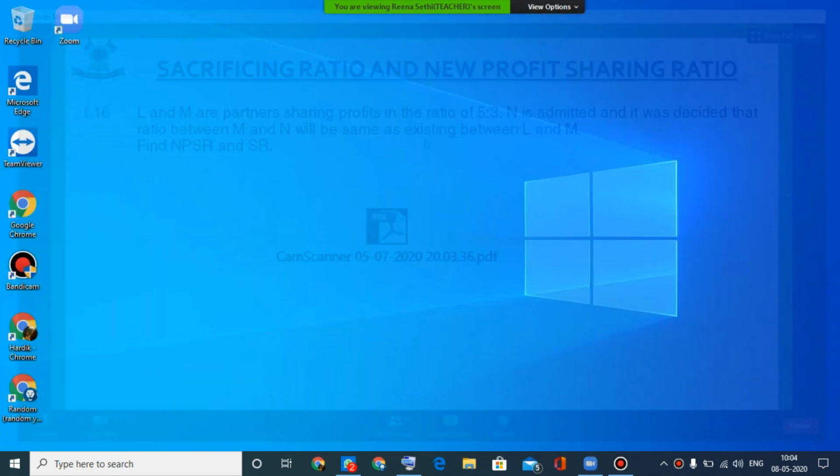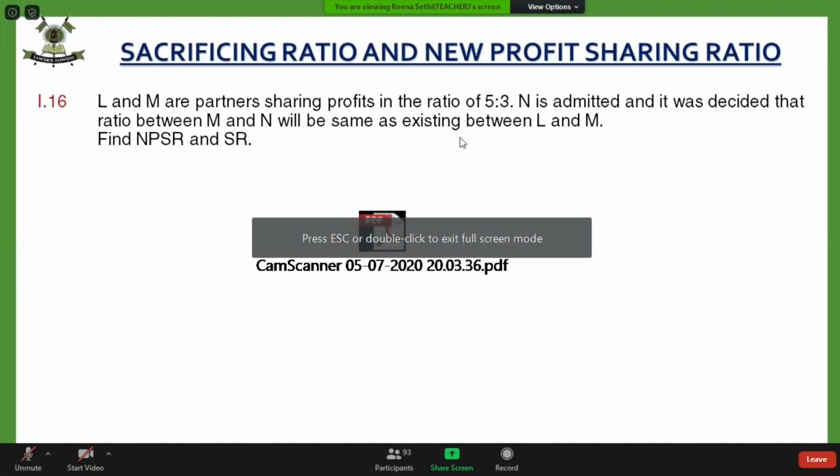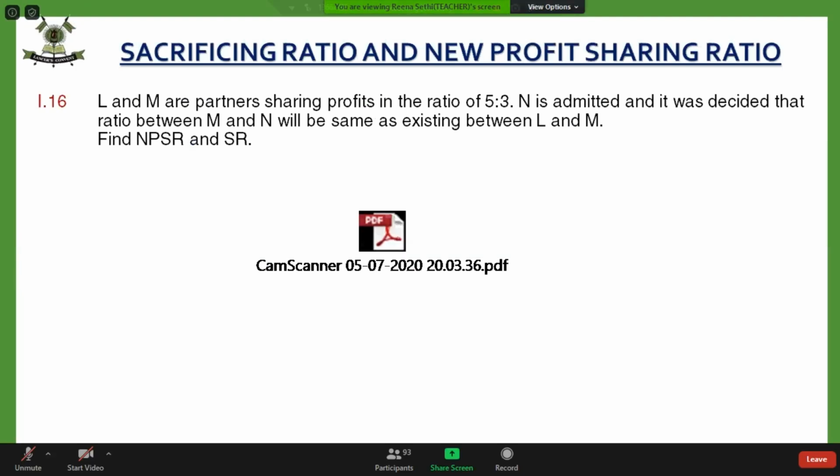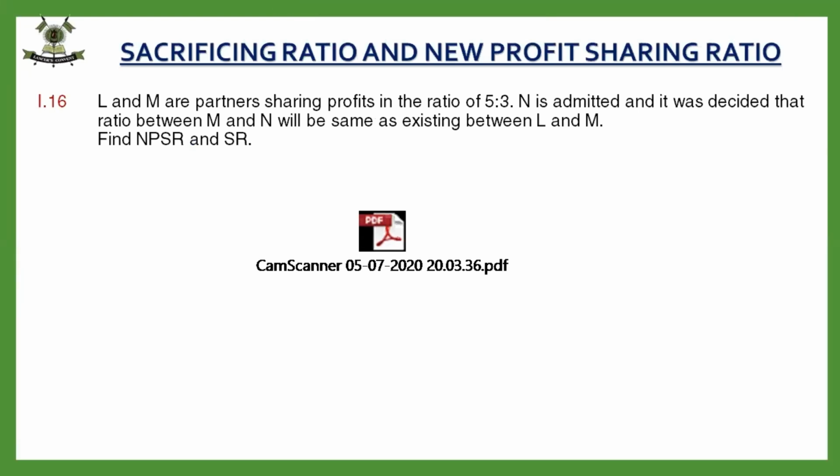As existing between L and M. So this was a slightly different kind of question in which the new profit sharing ratio was to be calculated in a different way. Fine. So many children sent the answer for this. And here is the correct answer by Soham.